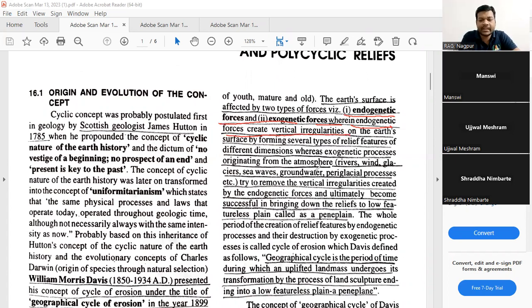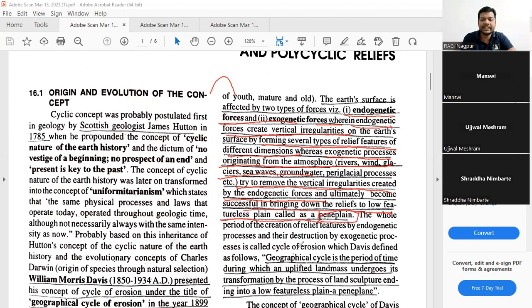Endogenetic forces create vertical irregularities on the Earth's surface by forming several types of relief features of different dimensions, whereas exogenetic processes originating from the atmosphere try to remove the vertical irregularities created by endogenetic forces. This is nothing but the balance. Endogenetic and exogenetic forces try to balance each other, and become successful in bringing down the reliefs to a low featureless plane called a peneplane.